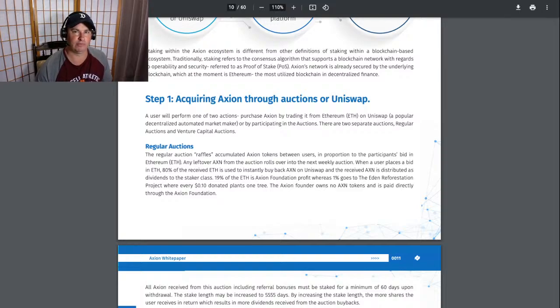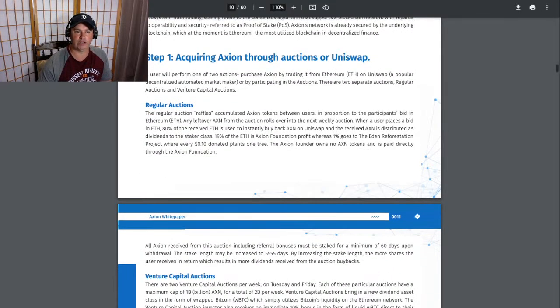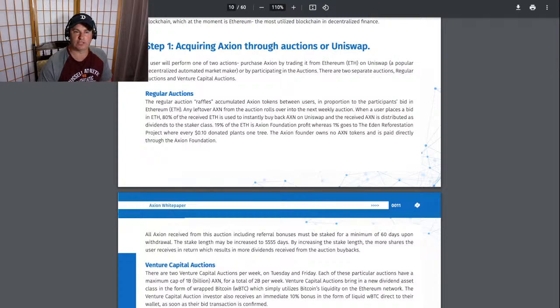And so now we're getting to the really exciting part of the product offering on Axion. The regular auctions raffle accumulated Axion tokens between users in proportion to the participants' bid in Ethereum. So to get into the auction, you need to use Ethereum, and you need a MetaMask wallet as well. And you can add a MetaMask wallet to your browser, something like a Chrome browser would do. Any leftover Axion from the auction rolls over into the next weekly auction.